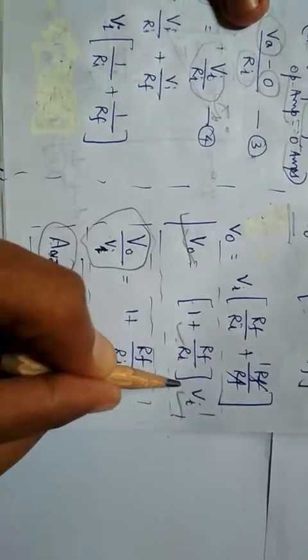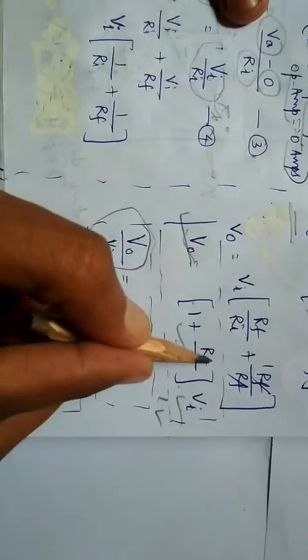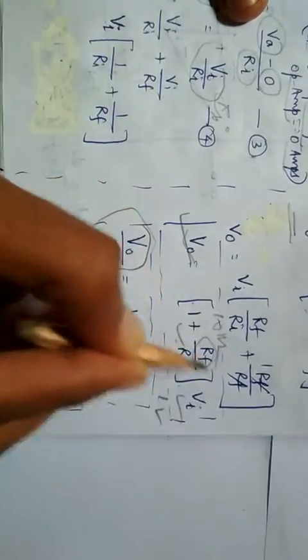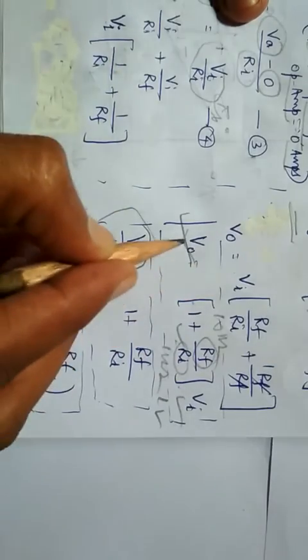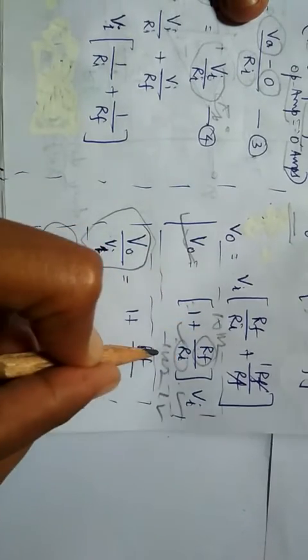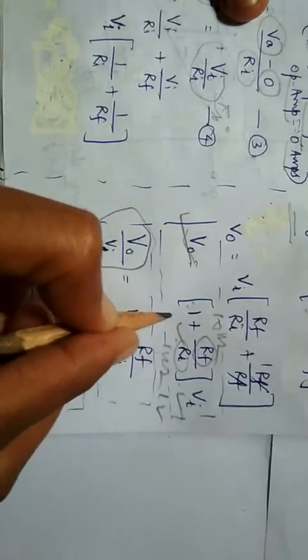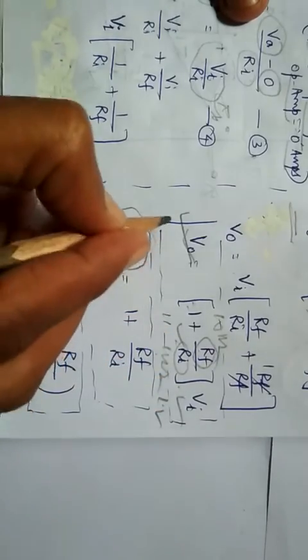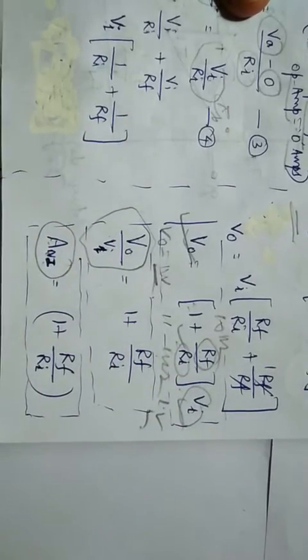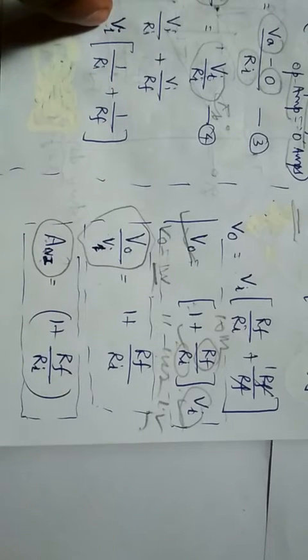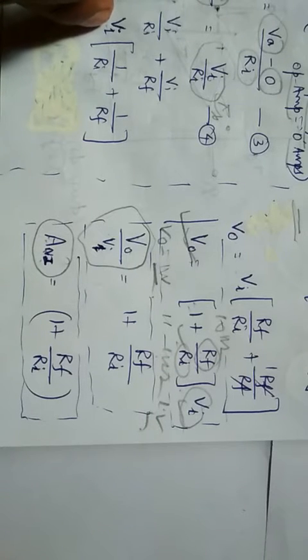So if you give VI as 1 volt, and if you choose RF as 10 kilo ohm and RI as 1 kilo ohm, as we discussed in the inverting amplifier, it will be 1 plus 10 kilo ohm by 1 kilo ohm, which is 10. 1 plus 10 is 11, and 11 into 1 volt gives 11 volts. So V out equals 11 volts for the input of 1 volt. With the RF by RI ratio of 10, you will get an 11 times amplified version.